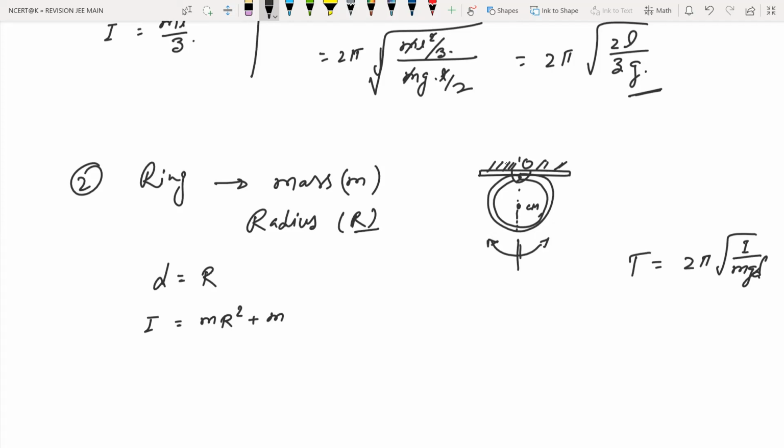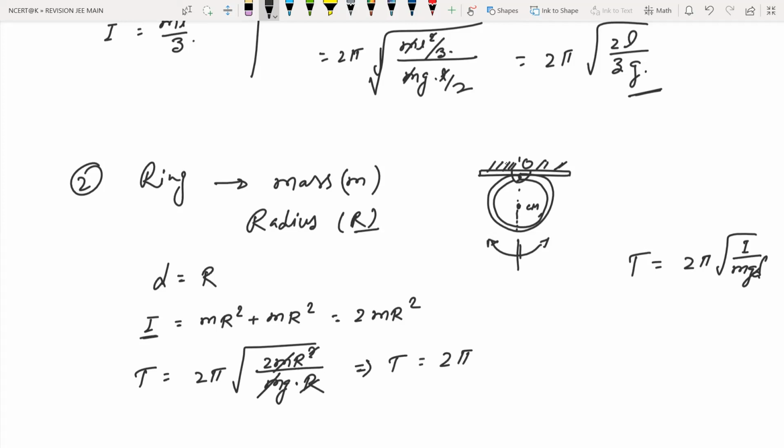So that means this is about the center of mass, then the m d square factor you have to add to it. So here it is 2 m r square. This will be the moment of inertia about the pivot point O. So what will be the time period here? T is equal to 2 pi root under I, where I is 2 m r square, divided by m g r. So here m cancels out, one r cancels out. So you can write here it is 2 pi root under 2r divided by g. This is the result here, you can see.